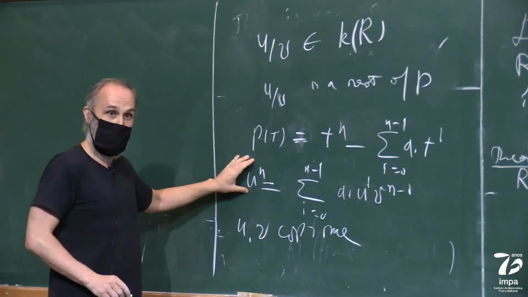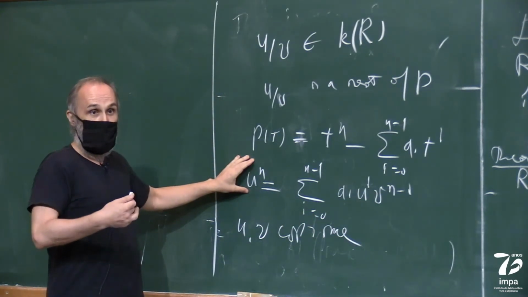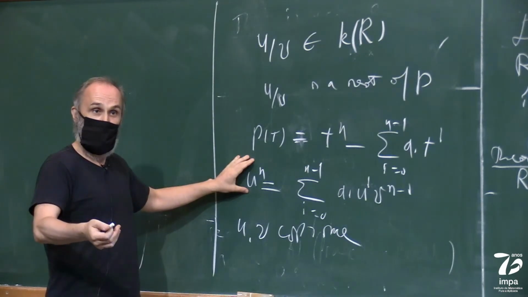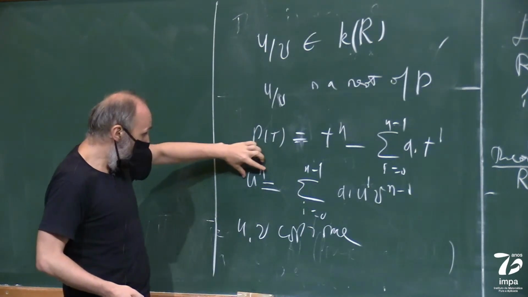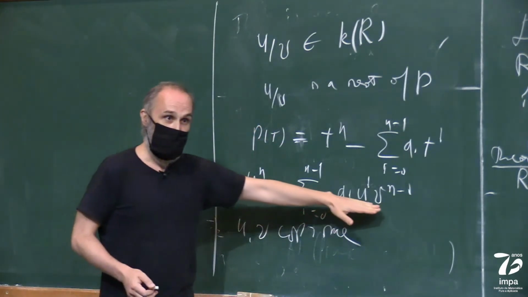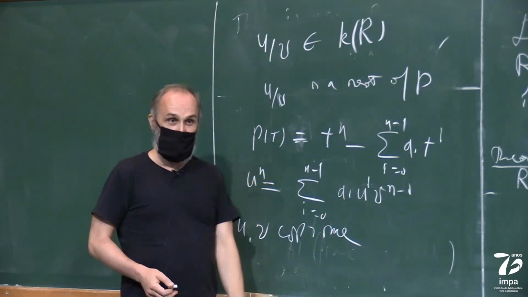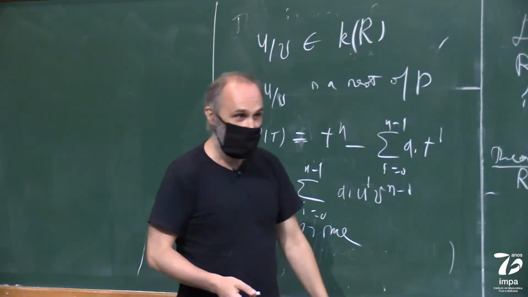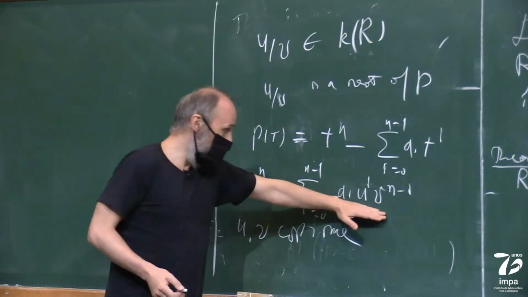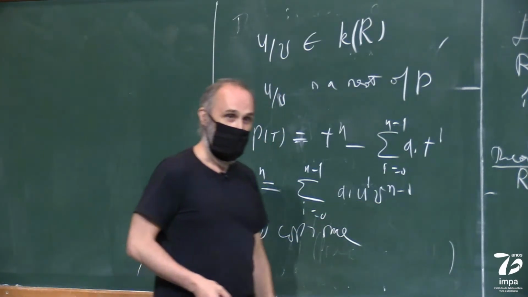Moreover, this is coprime with v. This is impossible by uniqueness of prime decomposition. If u is coprime with v, then u to the power n is coprime with v. And then it can't be divisible by v. But it is divisible by v, because this is divisible by v. This is a contradiction.